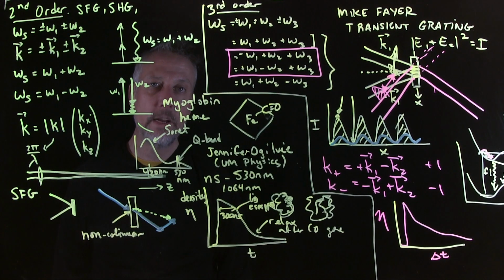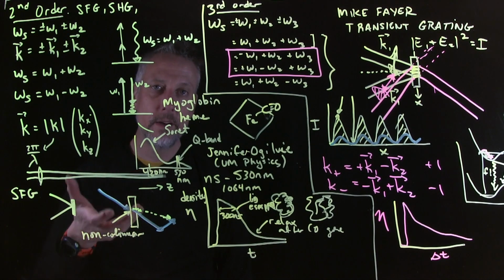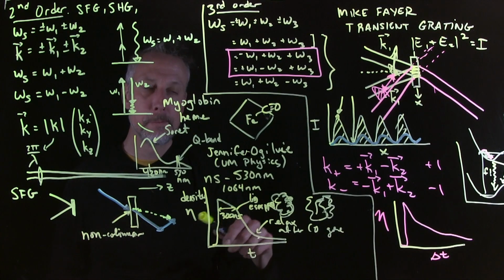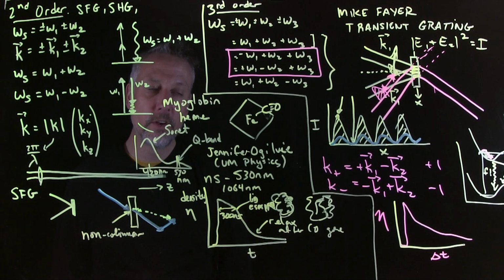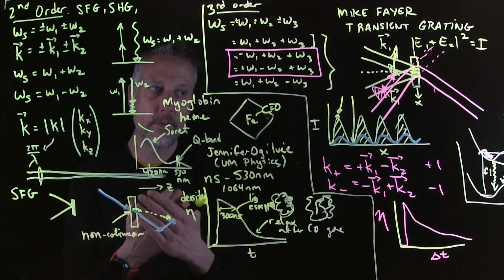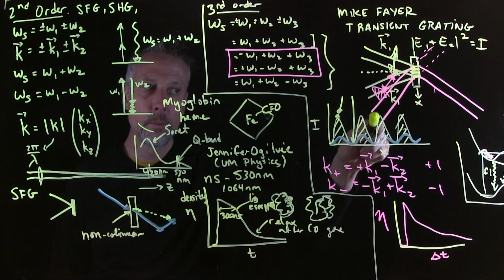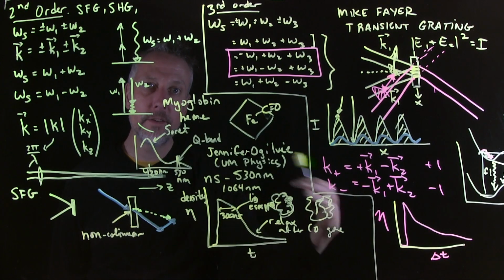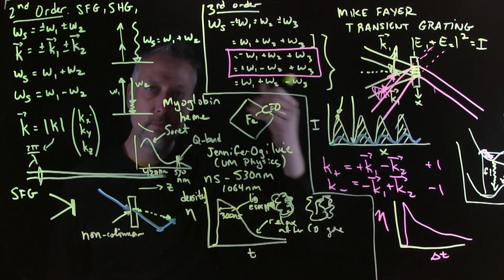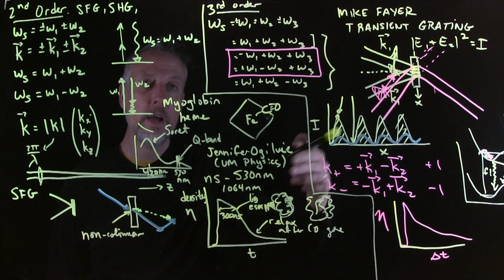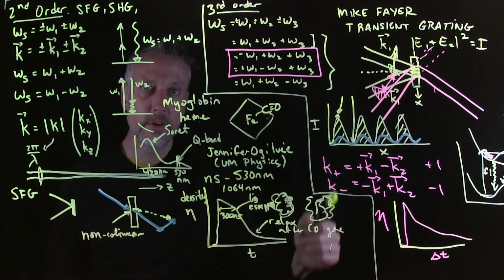All right, so just the way we use a chopper to chop on and off a pump pulse, we're causing the interference of Liouville space pathways when we take the subtraction of those two. Here we're doing the same thing. We have to have this difference in index of refraction in order to get a signal that comes out in a different direction.